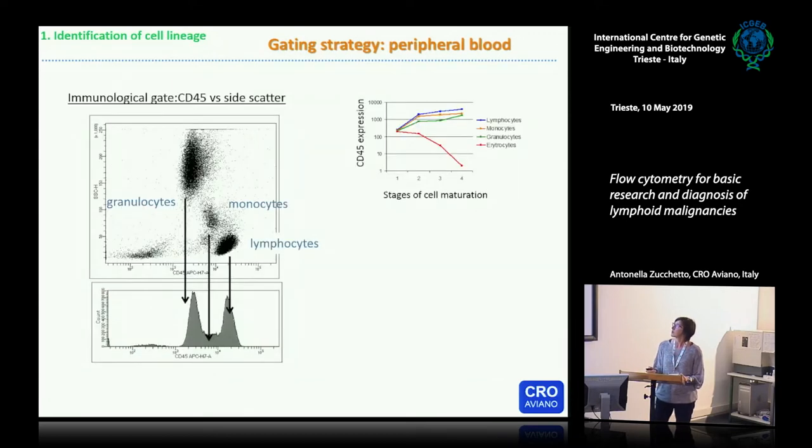Then the immunological gate uses side scatter with this pan-leukocyte marker, CD45. And as I showed you before, you have different levels of expression of CD45. In fact, lymphocytes have the highest expression. You can discriminate this population very well from monocytes and granulocytes.